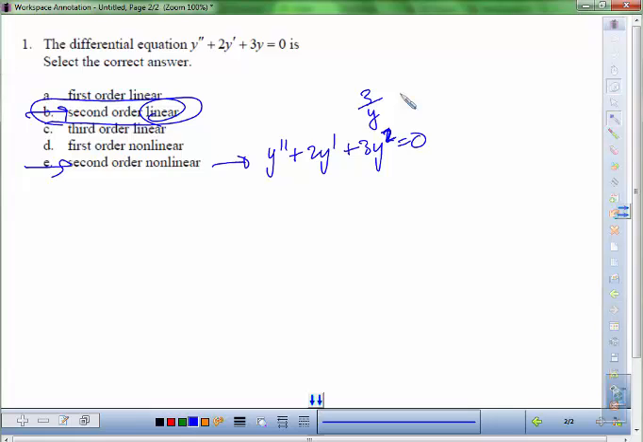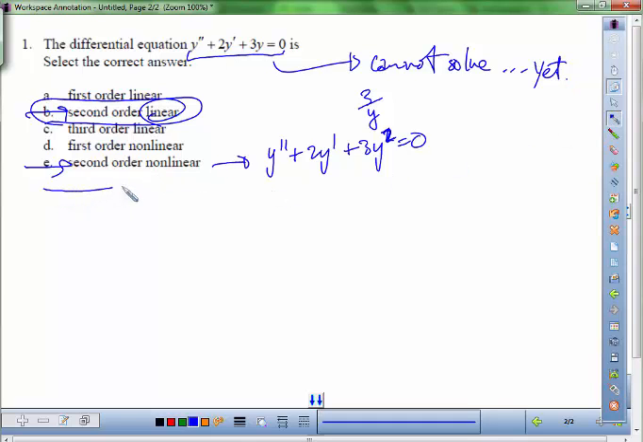Can we solve for this? Do we have any techniques to be able to solve for this? So this is going to be a topic that's covered in a later chapter where we can solve for second order linear differential equations. Let's make up another problem out of this.